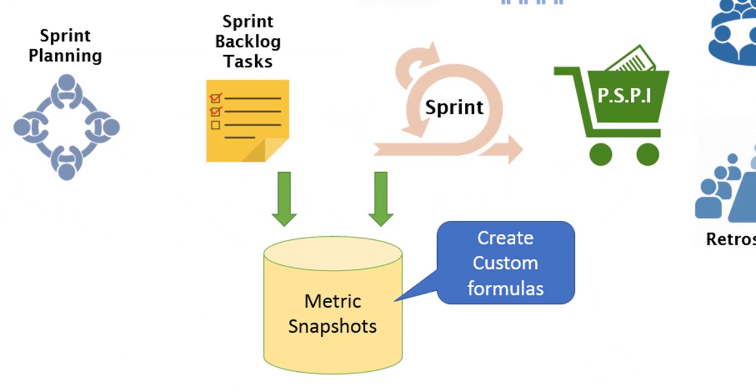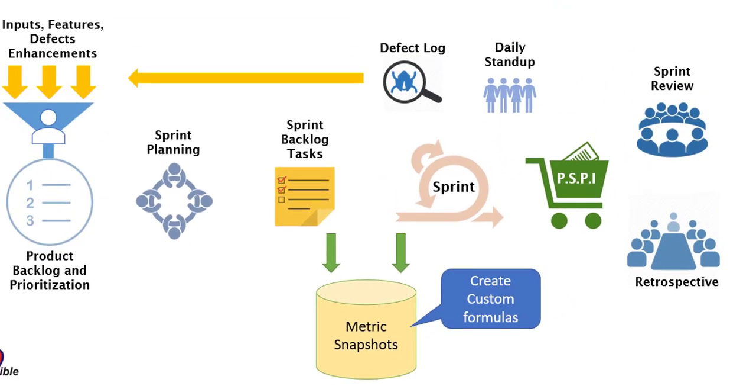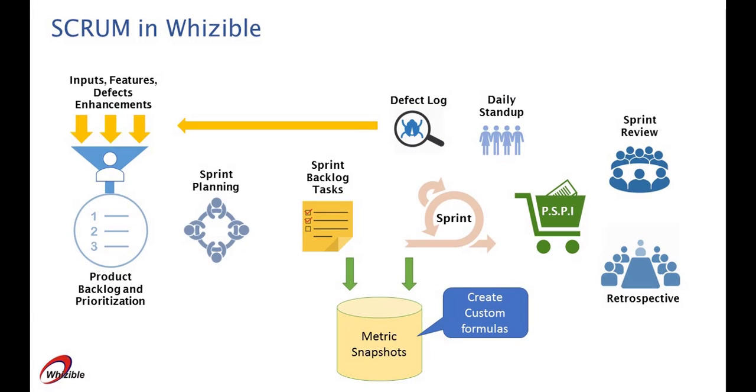During a sprint, the system automatically captures data for metrics from planned tasks, defects logged and task progress updates from the Scrum team. This information is stored in the system as a snapshot at regular intervals and used by the quality team for analysis.